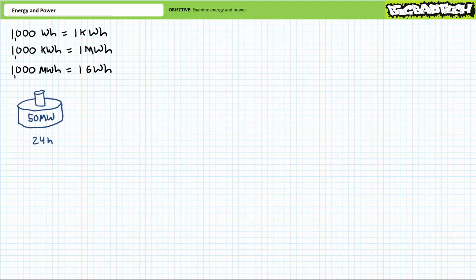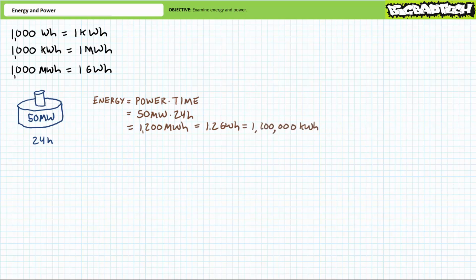Consider a single 50 megawatt turbine inside a larger hydroelectric dam that runs at full capacity for 24 hours. How much energy does this turbine produce in one day? Energy is power times time. 50 megawatts times 24 hours yields 1,200 megawatt hours, or more appropriately, 1.2 gigawatt hours. If you wanted to put this in terms of kilowatt hours, this would be equal to 1,200,000 kilowatt hours.